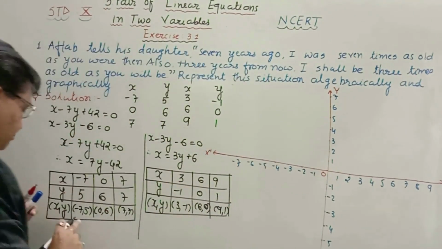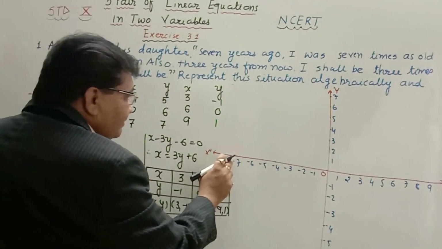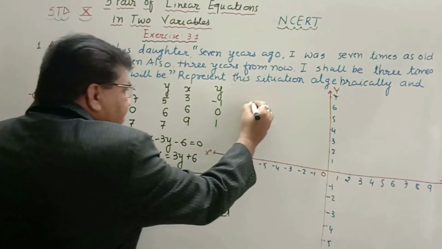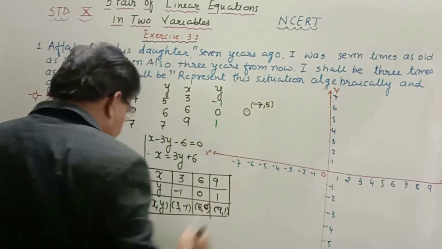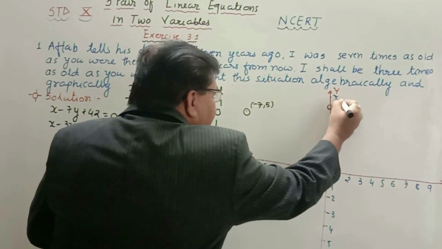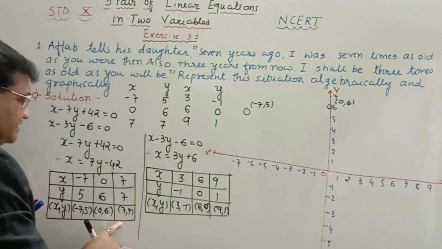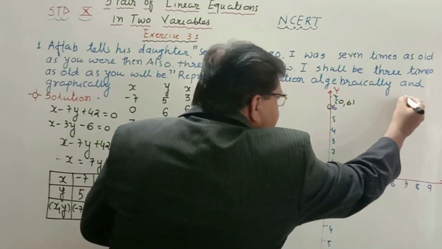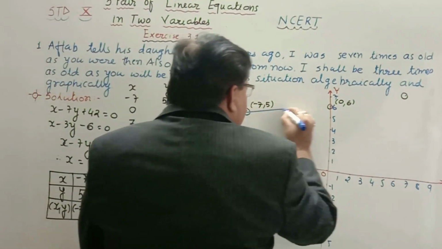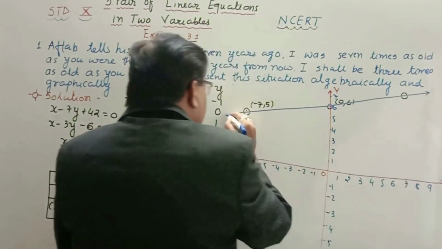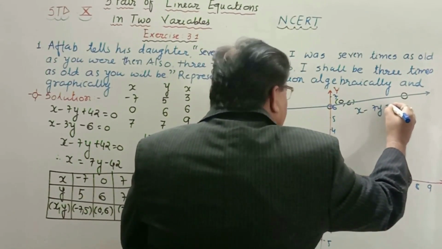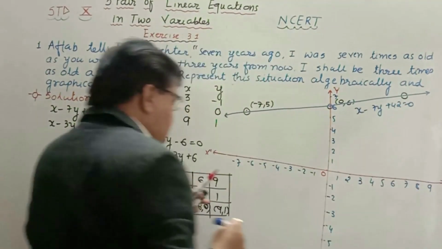Now the first pair -7, 5. -7 and 5. Here we draw -7, 5. Then 0, 6. Here we draw 0 and 6. Here we write 0, 6. And 7, 7. 7 and 7. So our graph is like this. It is the graph of x minus 7y plus 42 equals 0.